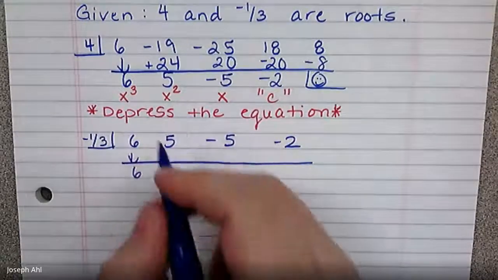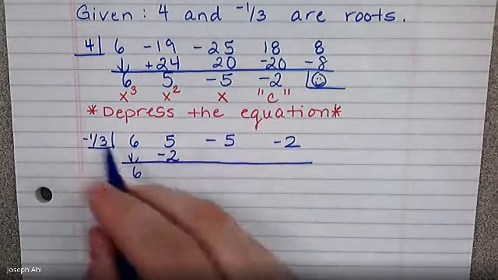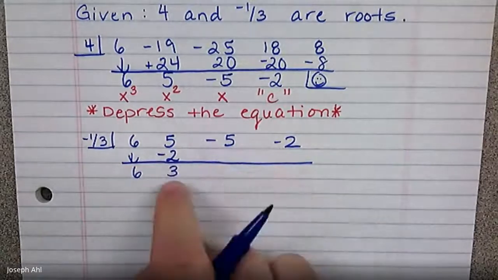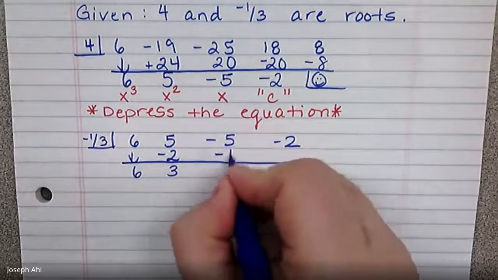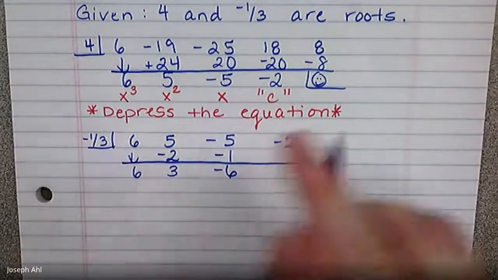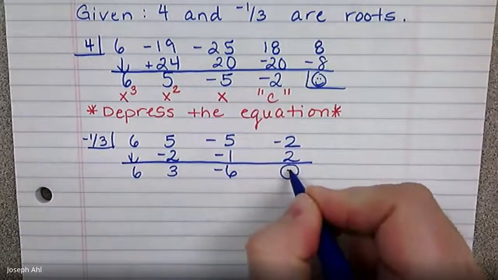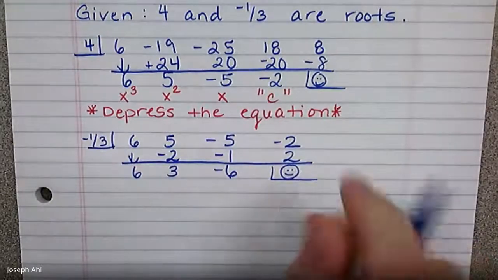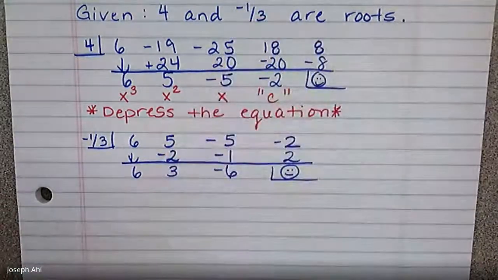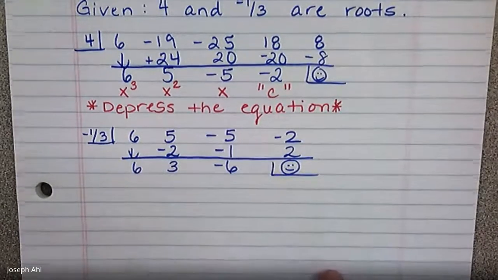6 times negative 1/3 is -2. Think of just dividing by -3, right? Add it to 5, that's going to be 3. 3 times negative 1/3 is -1, plus -5 is -6. -6 times -1/3 is +2, plus the -2 is 0. If you didn't get 0 there, you're also in trouble. -1/3 is a root. So we got to find that that's a root.